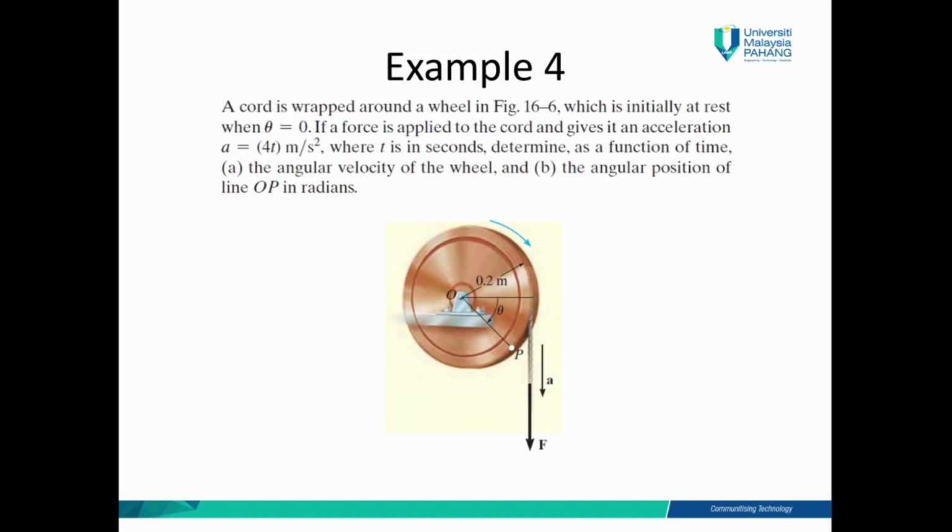Okay, moving on to our example 4. A cord is wrapped around a wheel initially at rest. If a force is applied to this cord, giving an acceleration a equal 4t, where t is in seconds, determine as a function of time: a, the angular velocity of the wheel itself, and b, the angular position of the line OP in radians, as a function of t.